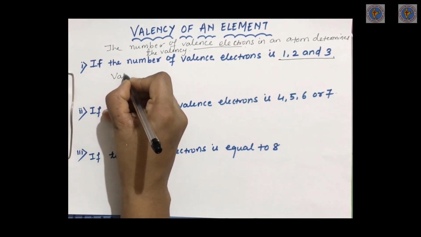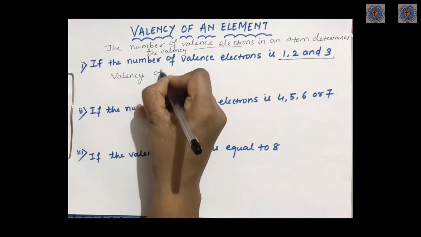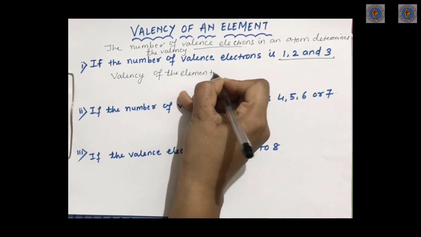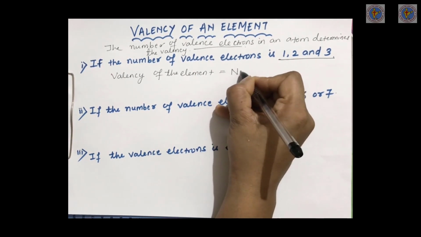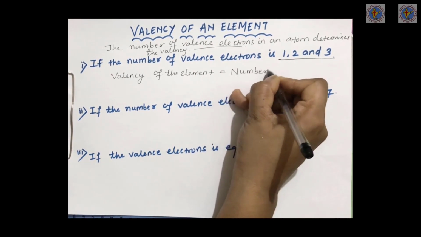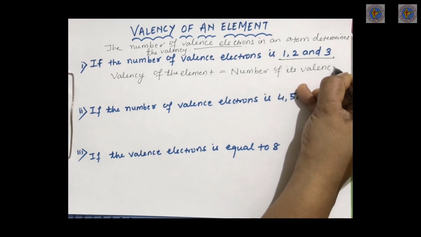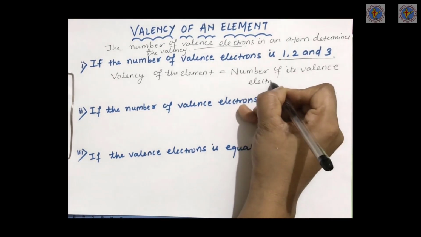Valency of the element can be found out by knowing the number of its valence electrons.